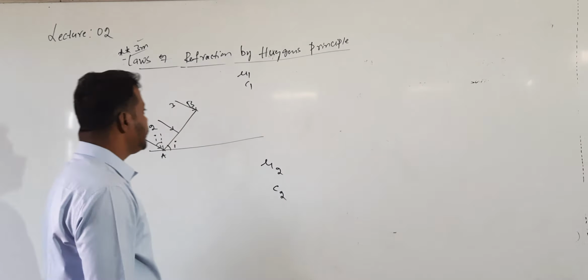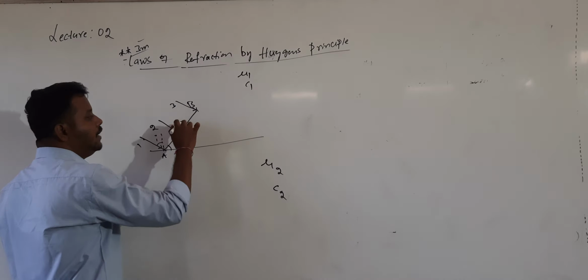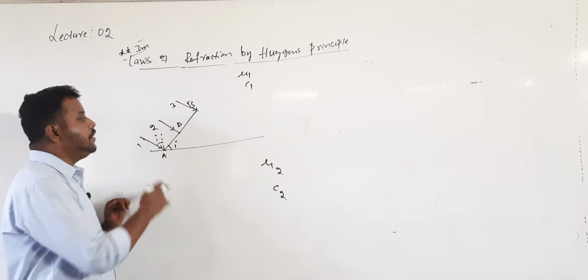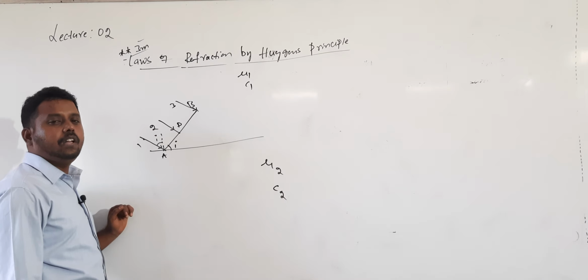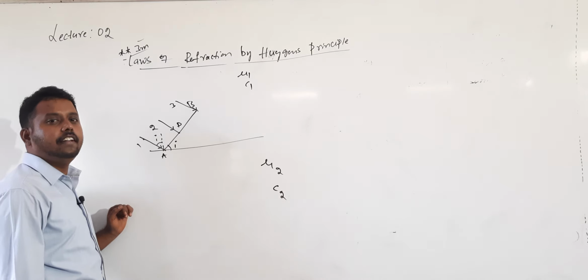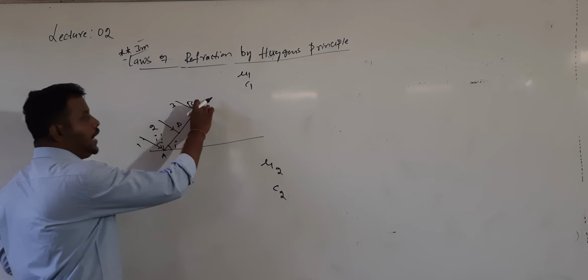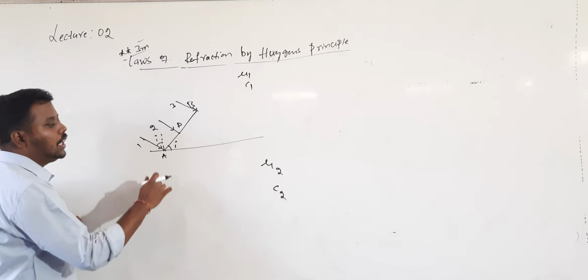Now, what is Huygens principle? Let me call this A and this B. According to Huygens principle, every point on the wavefront acts like a secondary source which emits light, and that light travels with a velocity. But remember, light emitted from B will travel in the first medium, whereas light emitted from A will travel in the second medium.